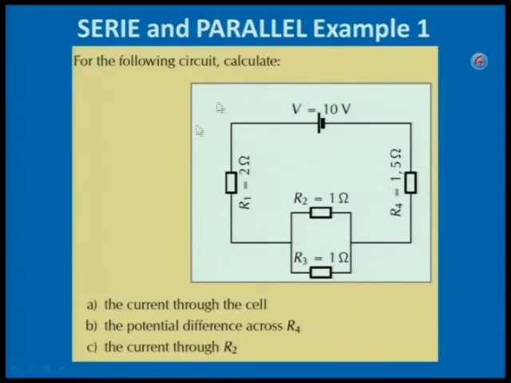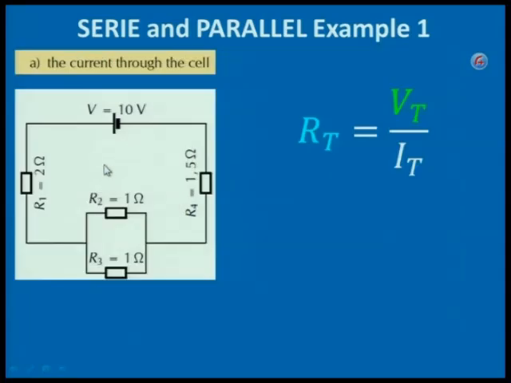Okay, so for the following circuit, calculate the current through the cell, which is then the total current, the potential difference across R4, which is for this resistor, and the current through R2, which is for that resistor. So let's look at A, the current through the cell. Remember Ohm's law, R is V over I.